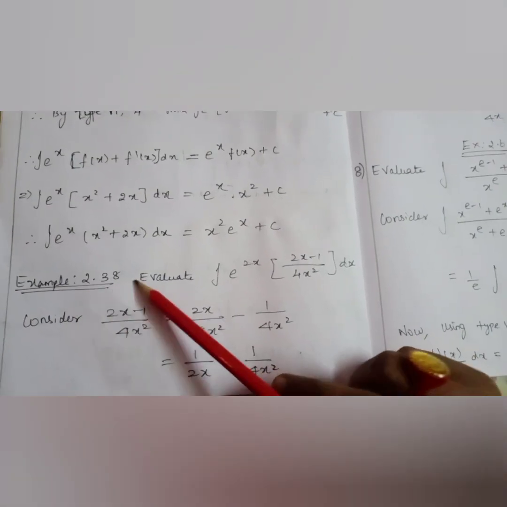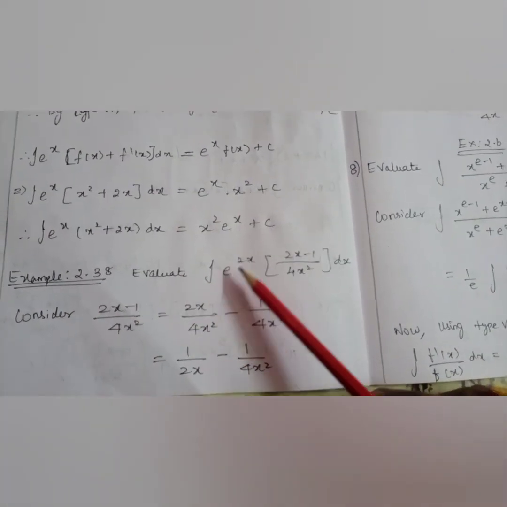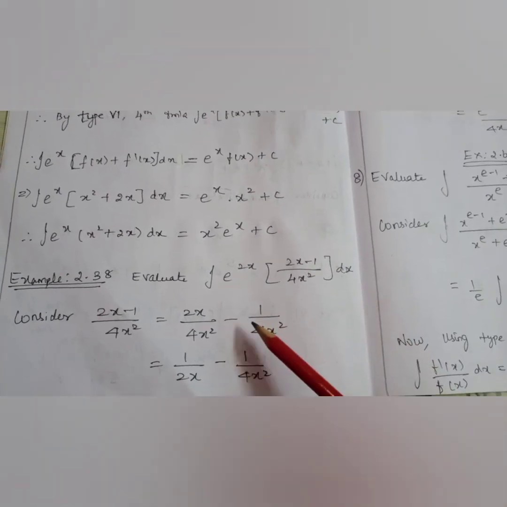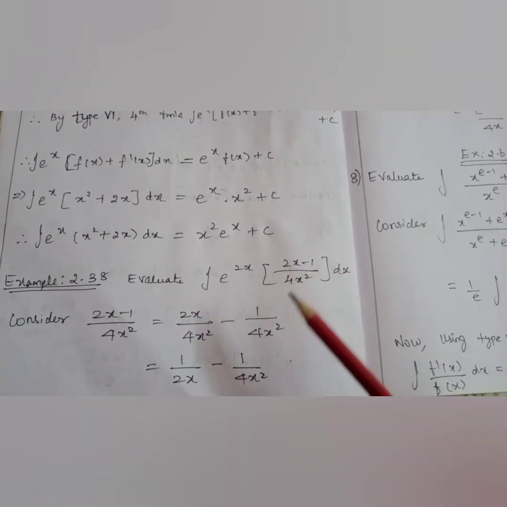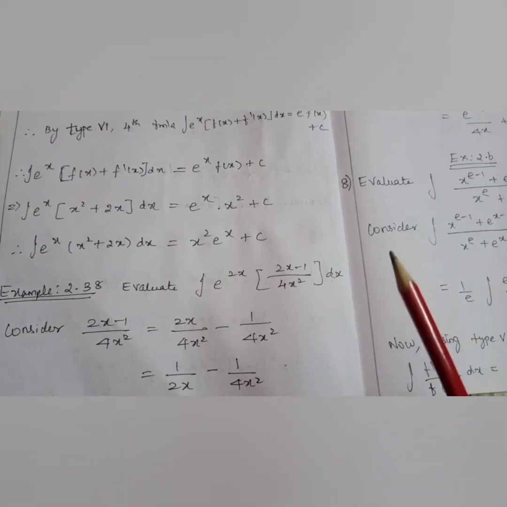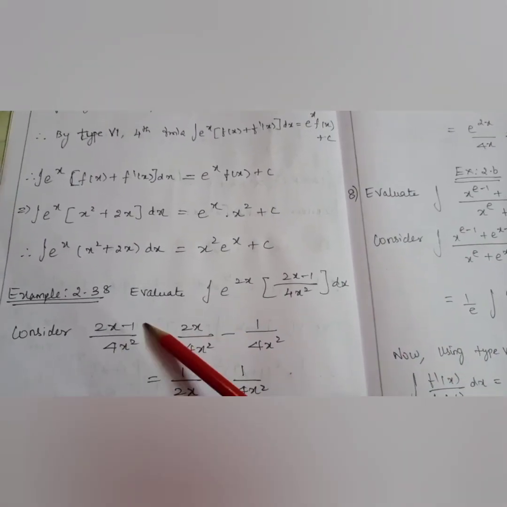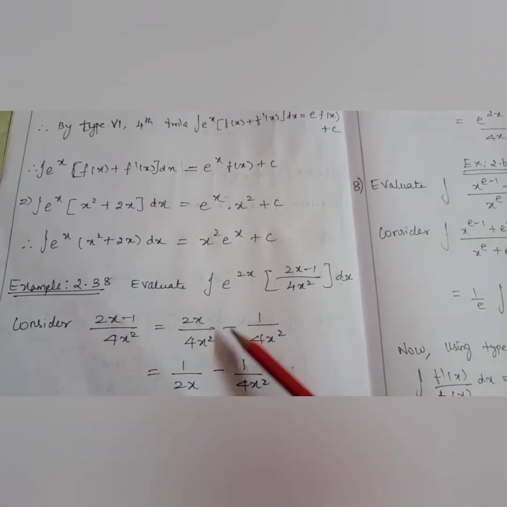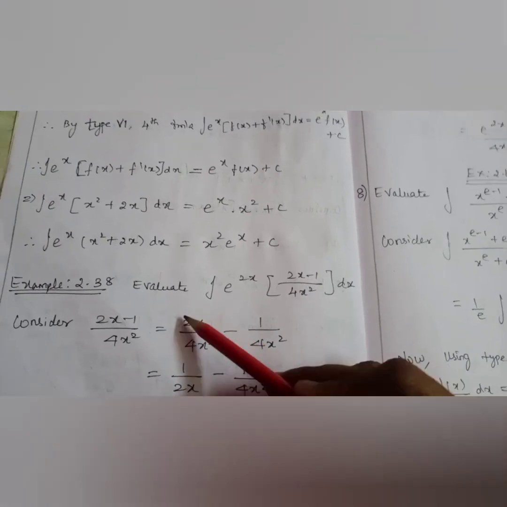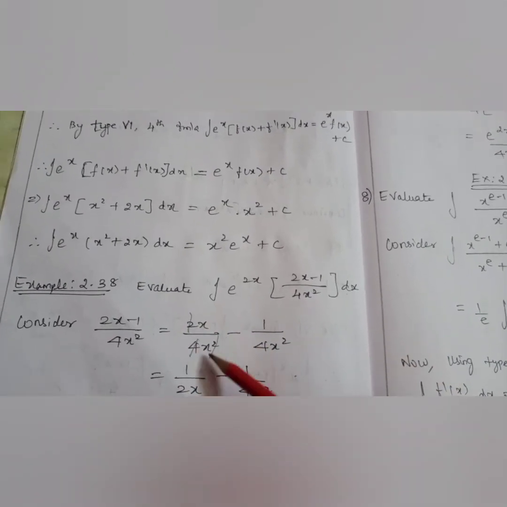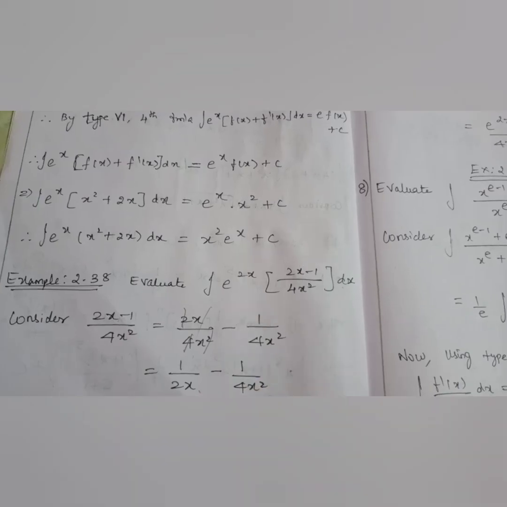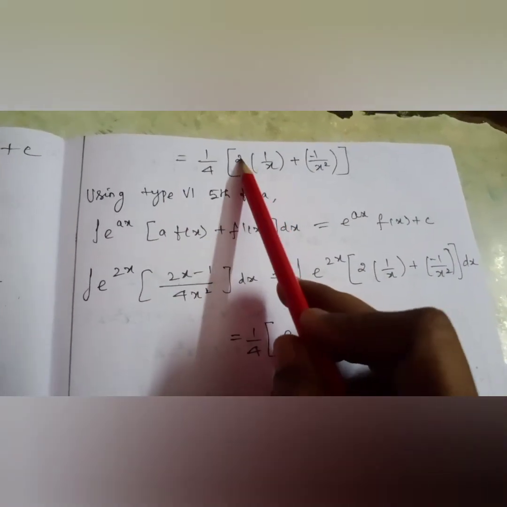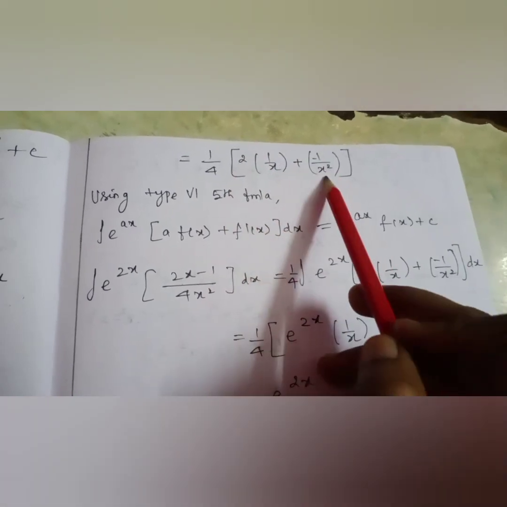Now we will see example 2.38. Evaluate integral e power 2x into 2x minus 1 by 4x square into dx. Once again I will consider the expression and split it in such a way that I can apply the formula. So 2x minus 1 by 4x square is equal to 2x by 4x square minus 1 by 4x square. Now 2 and 4 will get cancelled, x square and x will get cancelled. So 1 by 2x minus 1 by 4x square. Now I can take 1 by 4 outside, so this will become 2 into 1 by x plus minus 1 by x square.